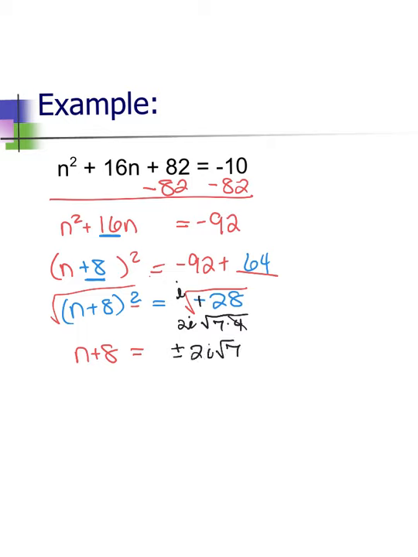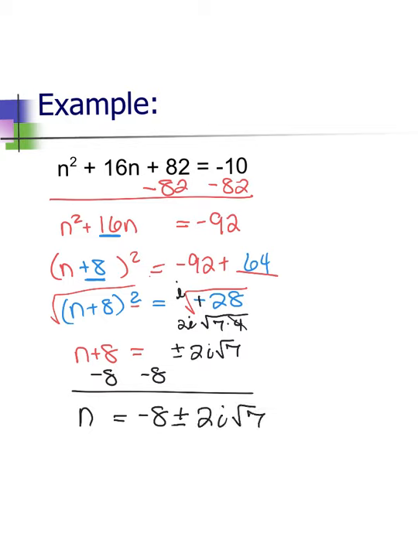And the last thing, to get the n by itself, I'm going to subtract 8. I cannot mush this 8 with the 2i radical 7, so my answer becomes n equals negative 8 plus or minus 2i radical 7. So this entire process you have done before. The only difference right now is that our answers are going to have the i because we have a negative underneath the radical.